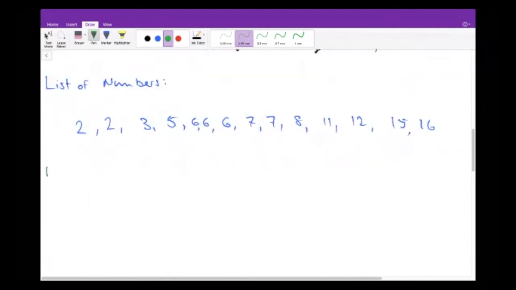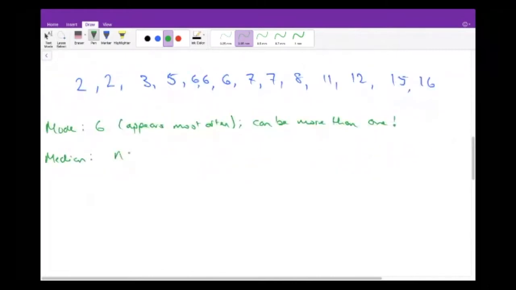So the mode, we just look for the most frequent. So 6 is the mode because it appears the most often. The mode, there can be more than one if certain values appear with the same frequency. Okay. The median is the (n plus 1) over 2 entry term.